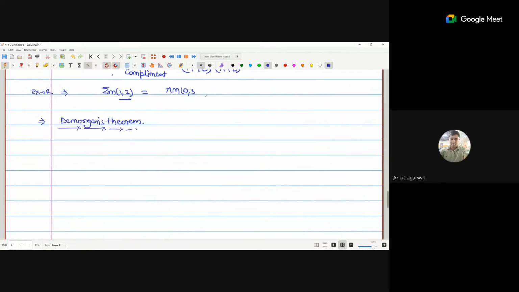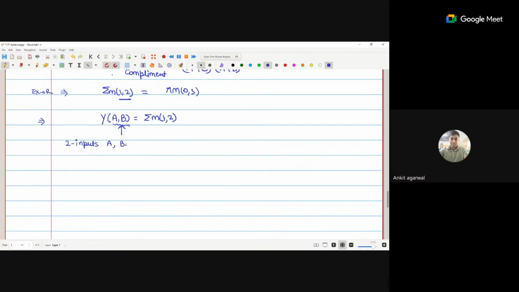Any doubt? Okay. Now I can represent this equation in the form Y(A,B) is equal to sigma M(1,2). Basically, if we go with the input side, this is my input side. It shows that there are two inputs. One is A and the second is B.